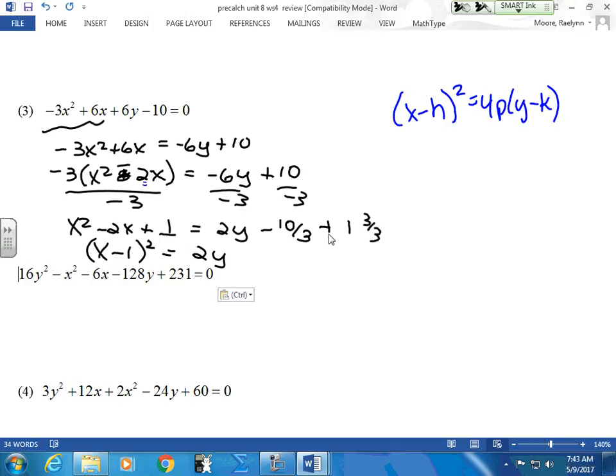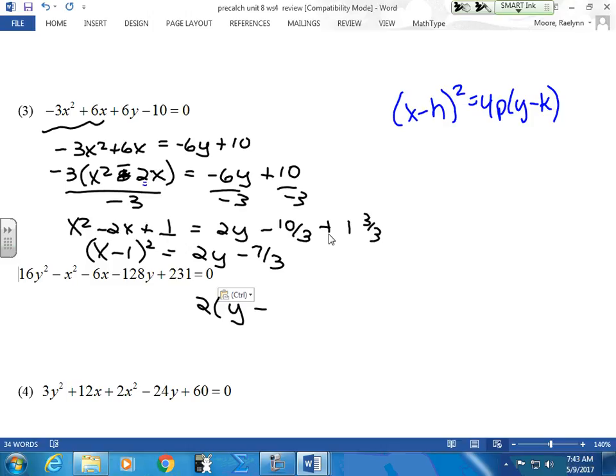Okay, now what? Just ignore this line right now. I'm just going to write right over it. Now what? Yeah, it's not pretty. I have to take out the 2. Doesn't it have to be y minus something by itself, and then whatever's in front of that is my 4p. So I got to take out a 2.